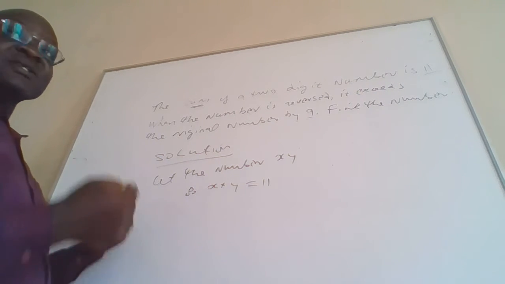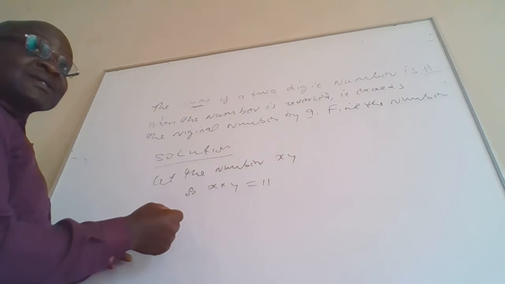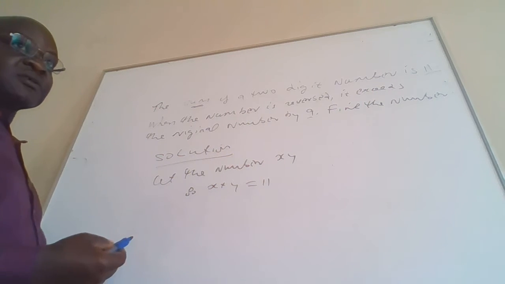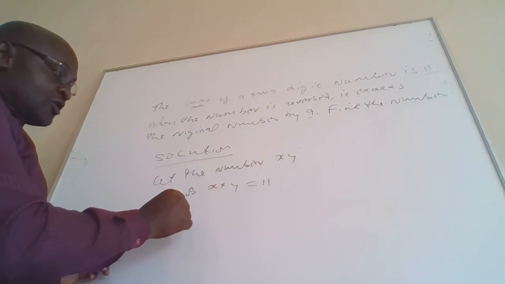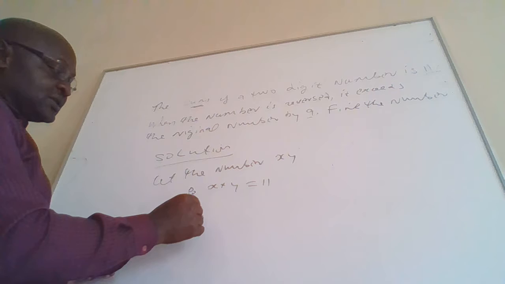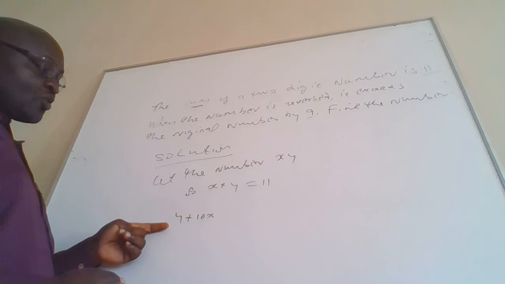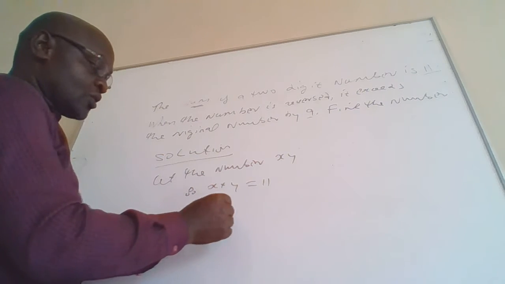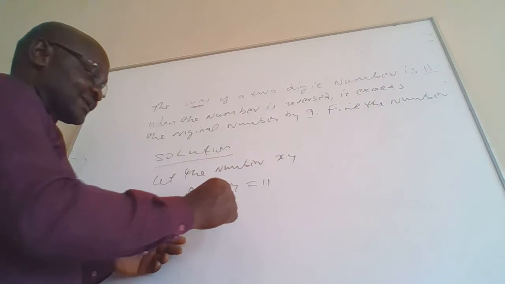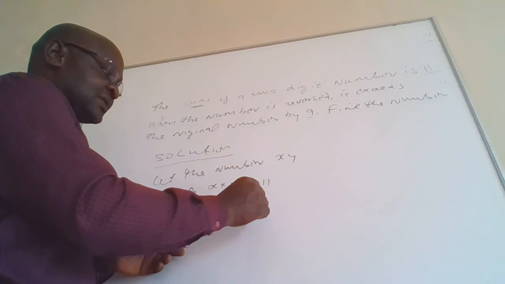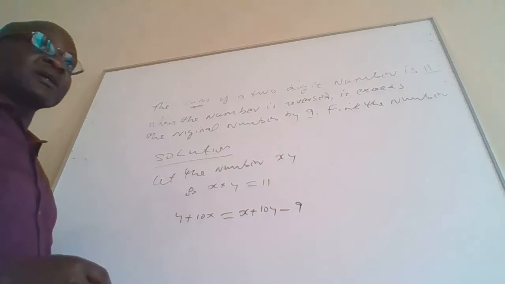Now, when we reverse the number, meaning y will be in the ones and then x will be in the tens in terms of place values. Therefore, when we take y plus 10x, now 10 becomes the tens in terms of place values, and this one equals the original number, which was x plus 10y in terms of place values, then minus 9.